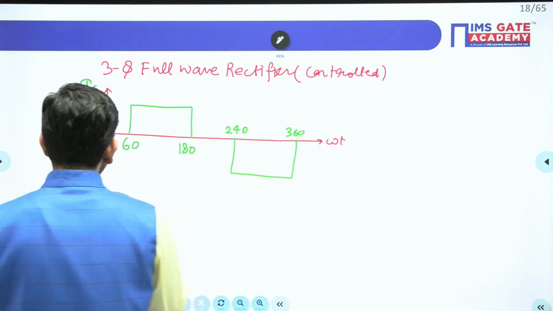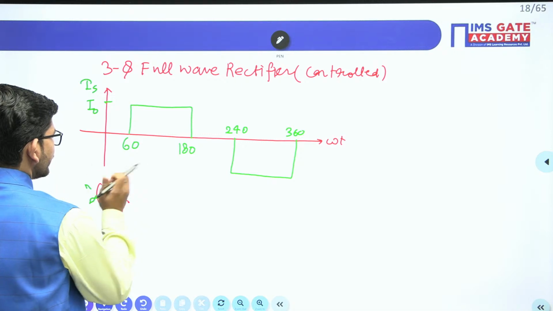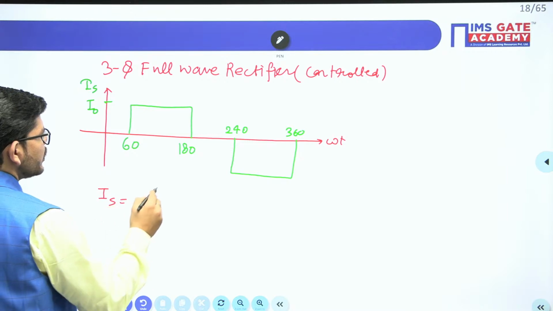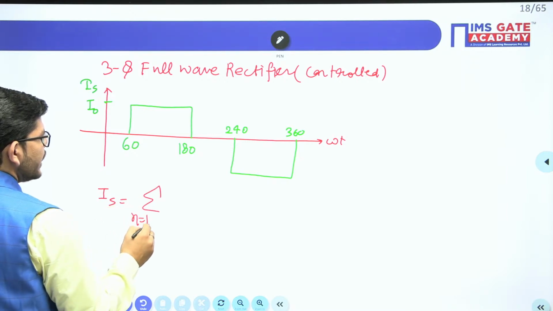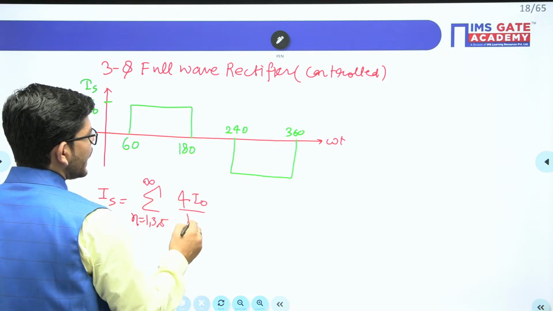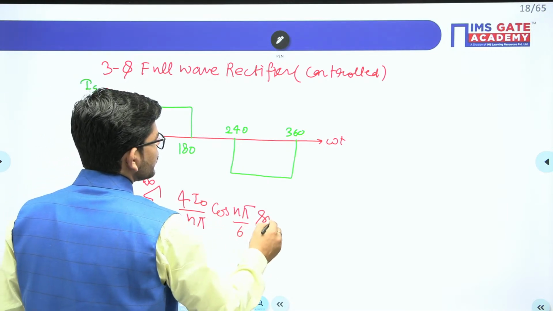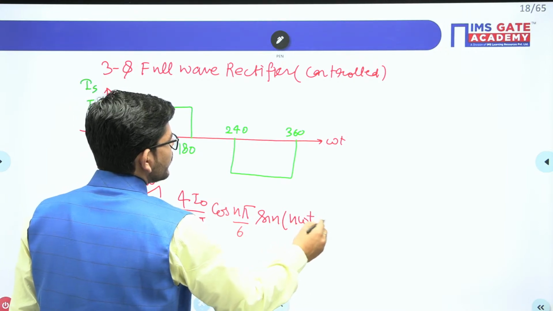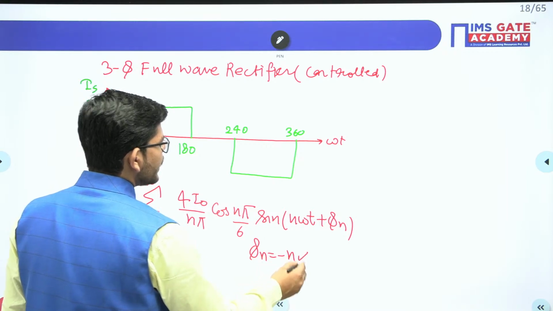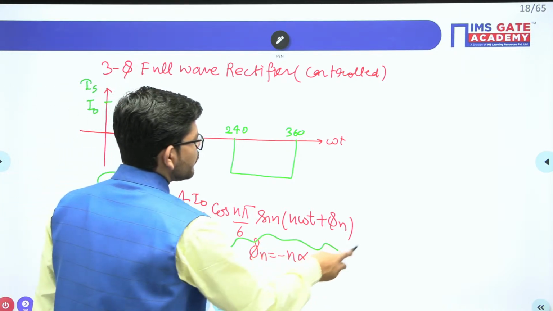Now what will be the Fourier series expression for this source current? It will be summation n equals 1, 3, 5 to infinity of 4 I naught upon n pi, cos n pi by 6, sin of n omega t plus phi n, where phi n is minus n alpha.